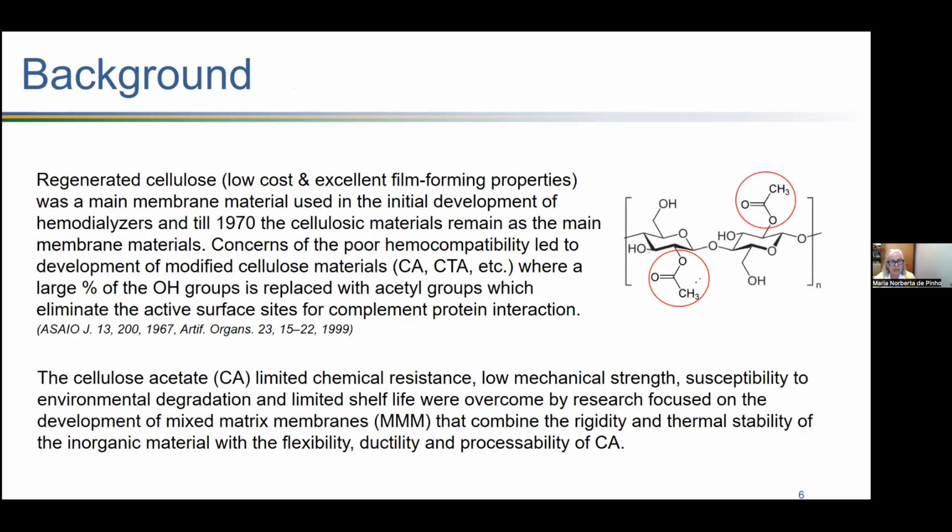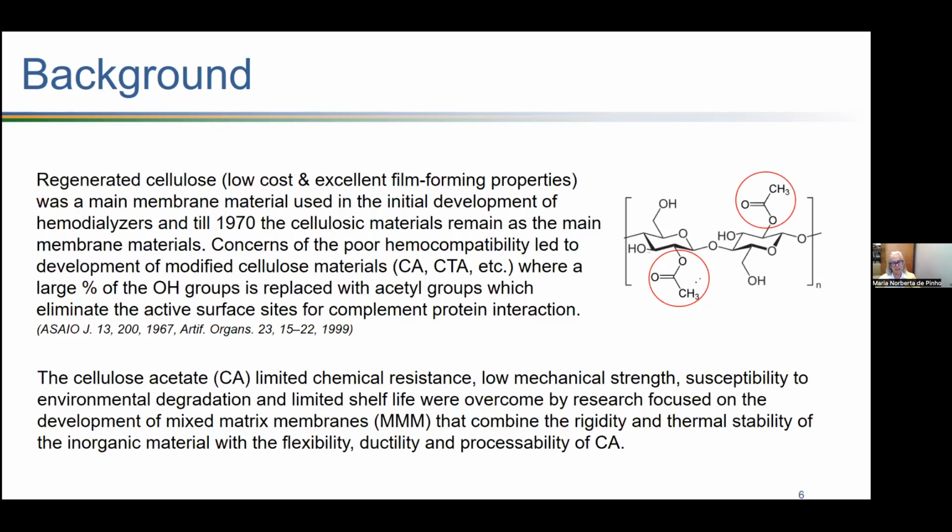Okay, so having that in mind, the first hemodialyzers had membranes made from regenerated cellulose, and the materials used in the hemodialyzers until 1917 were cellulosic derived materials. But one problem was poor hemocompatibility due to the cellulosic materials having a large percentage of OH groups that induced complement protein interaction. This led to rethinking these materials, and we turned to the cellulose acetate membrane, where acetyl groups substitute some of the OH groups.